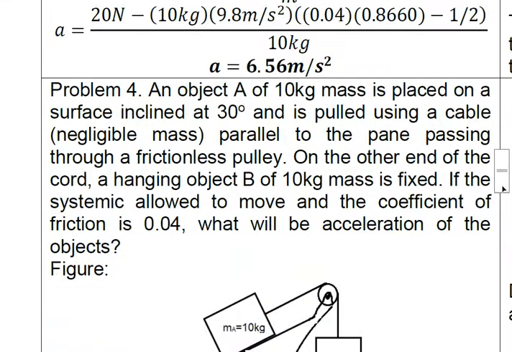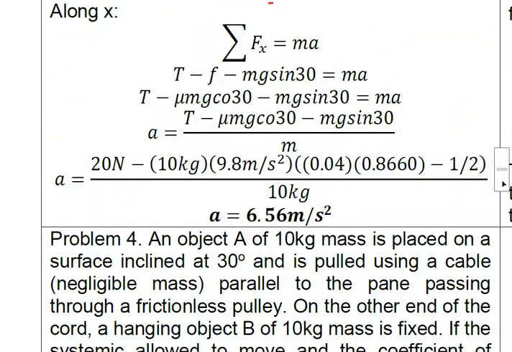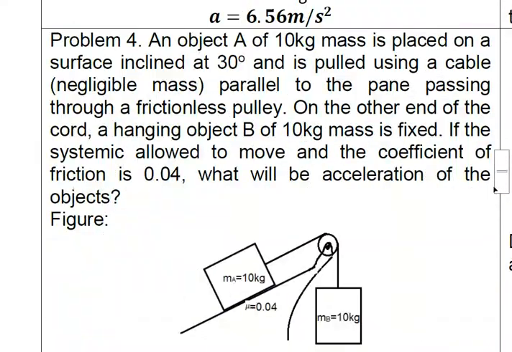So you have the acceleration of the system. Now, we have another problem, problem number 4. I really like problems like this because it makes our brain cells challenged. You have an object A and B. A is resting on the inclined plane while B is hanging. The inclination of the inclined plane is 30 degrees, and the coefficient of friction is 0.04. Again, the problem in this system is to find the acceleration of the system.